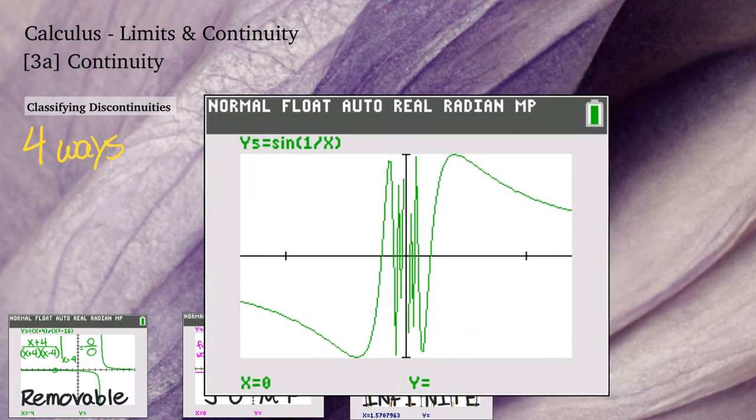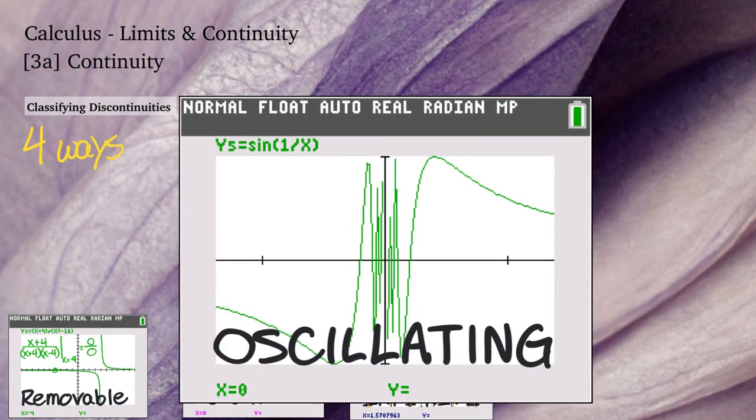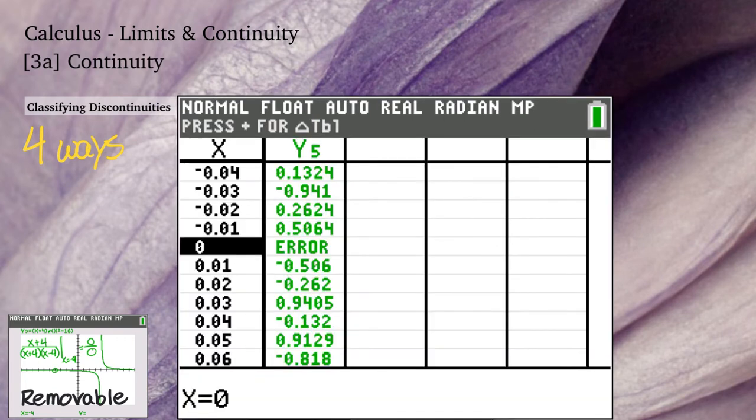Finally, we have oscillating discontinuities. These are kind of weird, and they usually show up with trig functions like this one, sine of 1 over x. To get this graph, I did a zoom trig and then I zoomed in once. I can see that this function is oscillating a lot near x equals 0, but I'm not really sure what's happening at the origin, so I'll take a look at the table. First, I set up the table with delta x being 0.01 and the table start at x equals 0, and then I just arrowed down a bit.